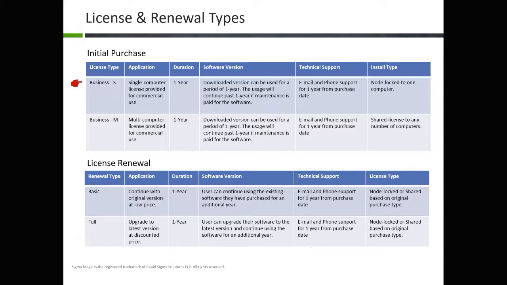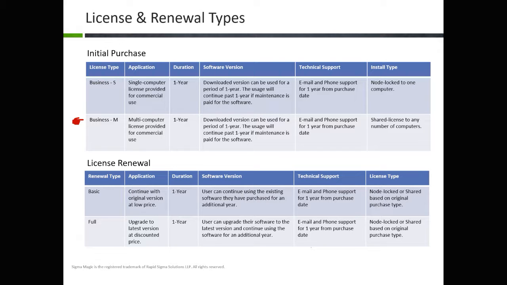A multiple computer license is a shared license key and can be installed on any number of computers within the company, and the license key can be shared across all computers. For example, if you have purchased two multiple computer licenses, then two computers can activate and use the license simultaneously. Other users will have to wait until one of these users deactivate their license.